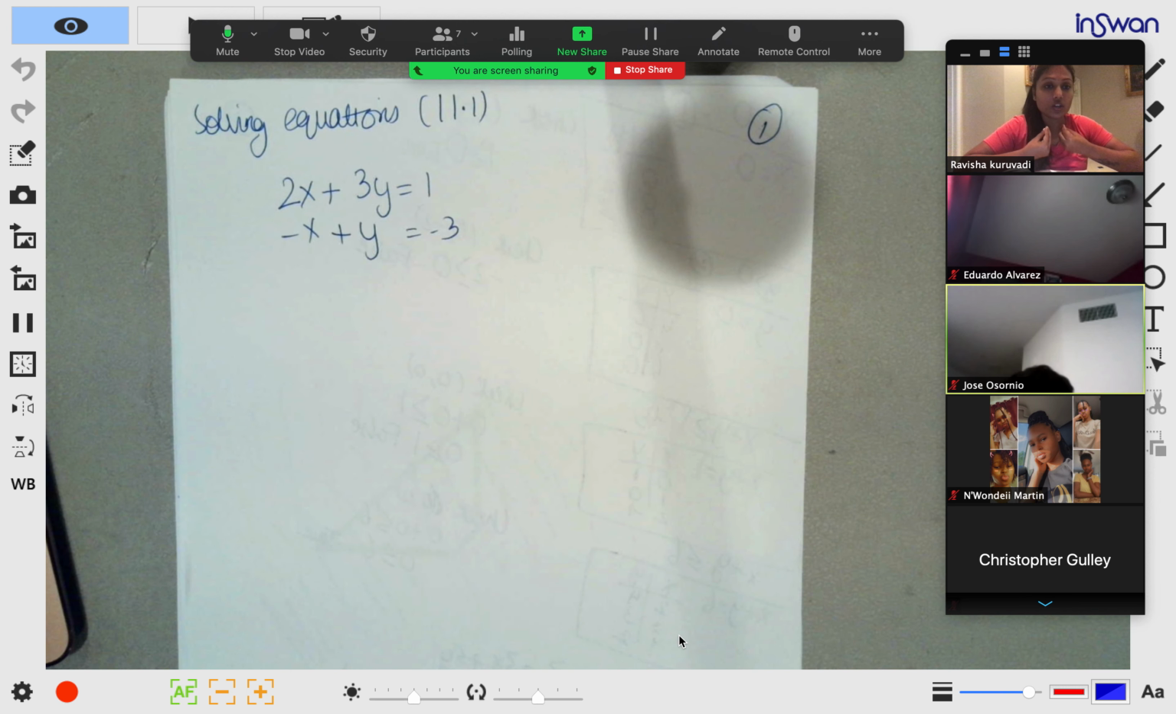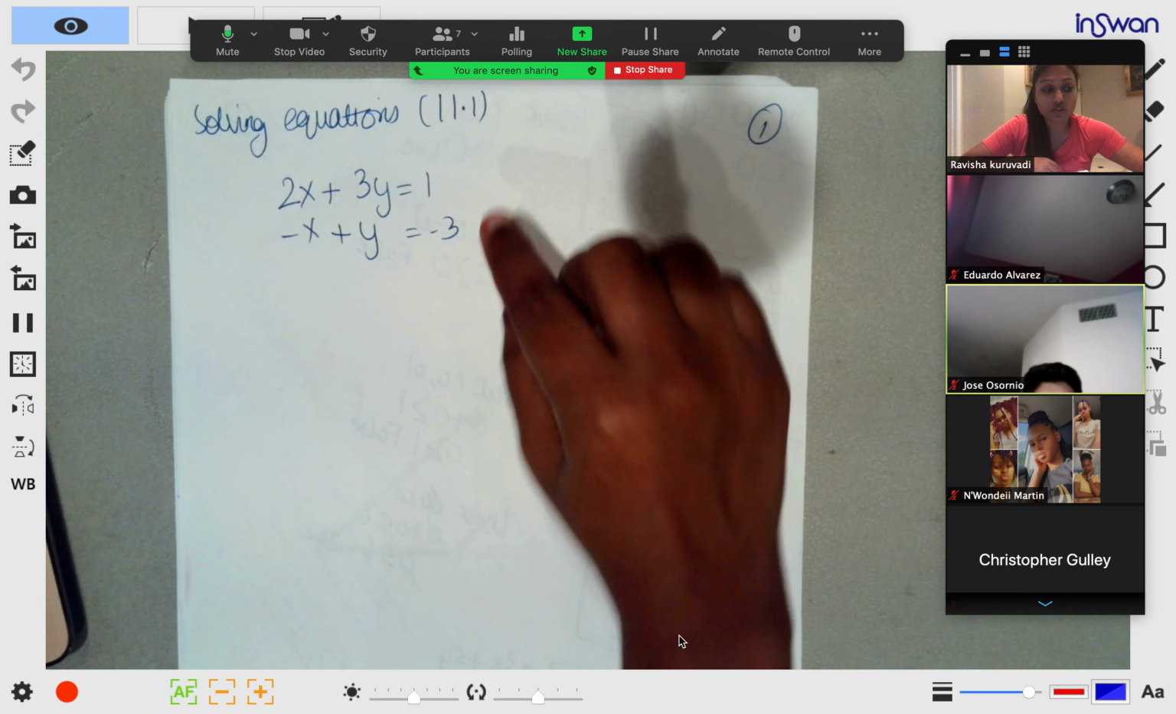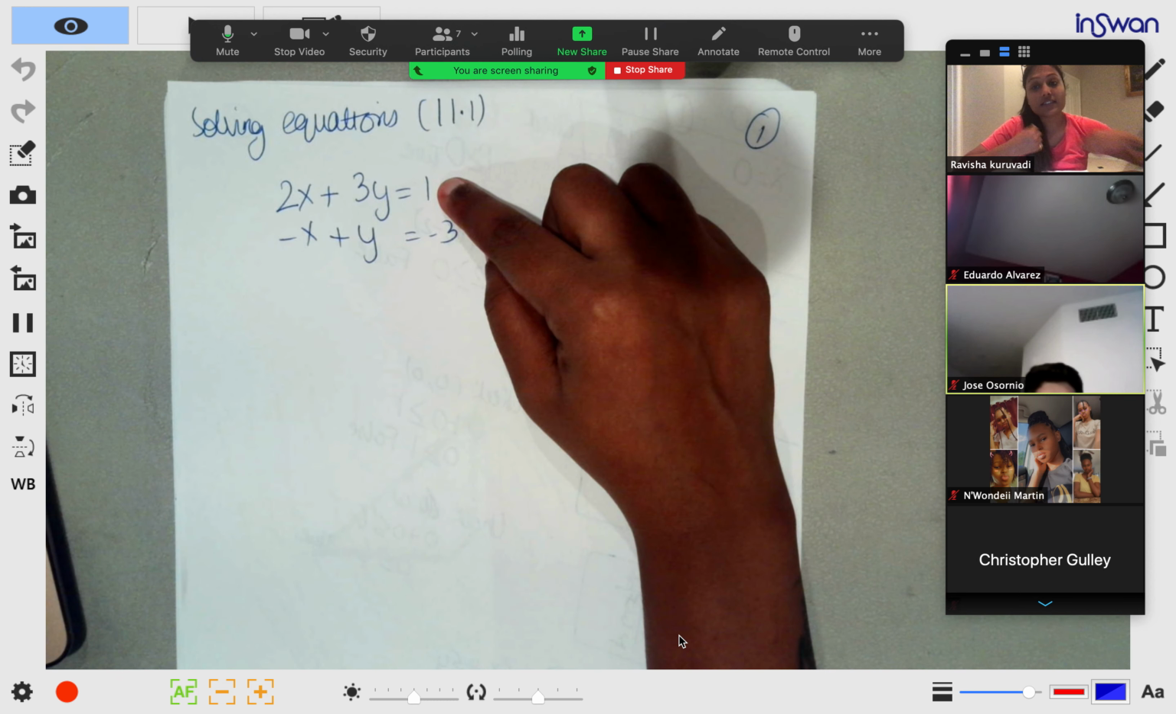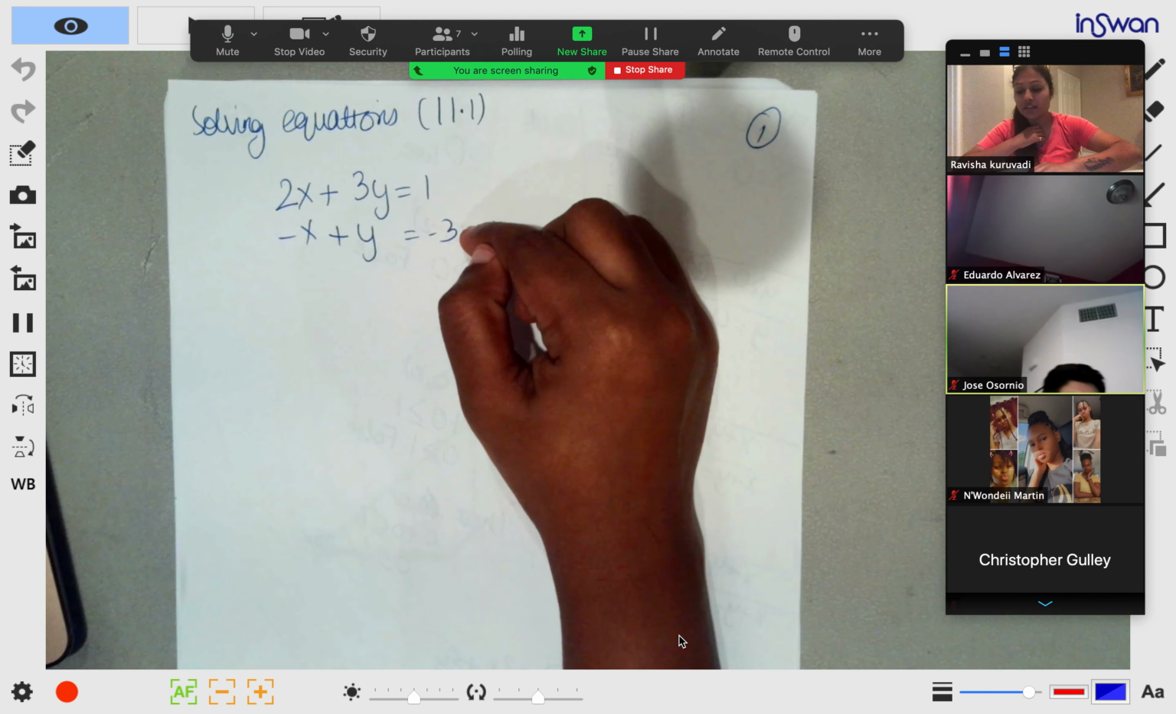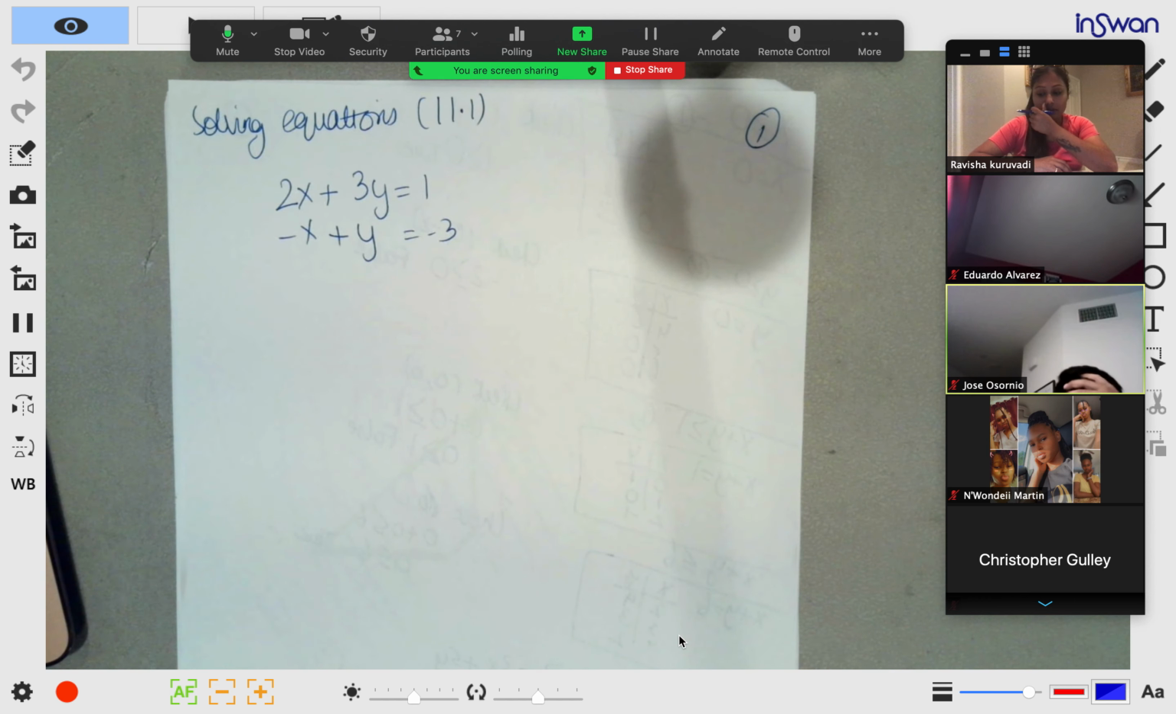So again, today we are trying to solve equations. You will be given two equations. You will find the value of x and y. When you plug that value of x and y in the first equation, it will come out to be equal to 1. The same x and y in the second equation will come out to be equal to negative 3. Now there are two methods to do this.